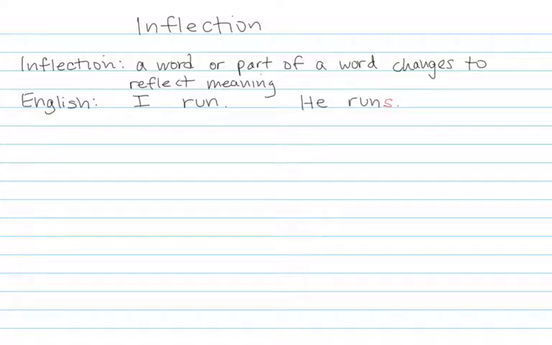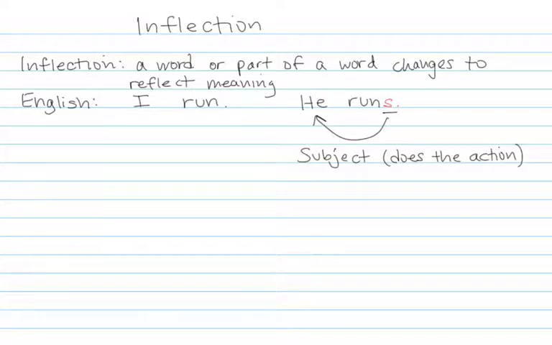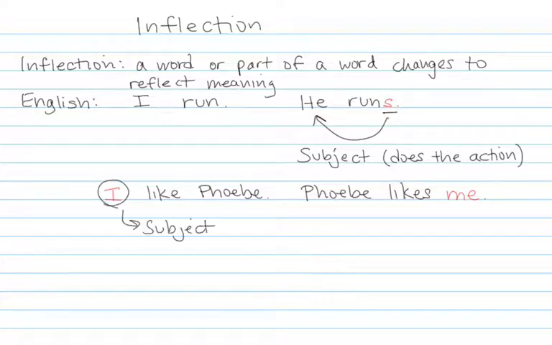You'll notice that you have to use a different verb ending depending on the subject. So when the subject is he, she, or it, we add an S to the verb: he, she, or it runs. Another example of English inflection is change in pronouns. So I like Phoebe, when I is the subject, but Phoebe likes me, we change from I to me when we're using the direct object. So I for subject, me for object.